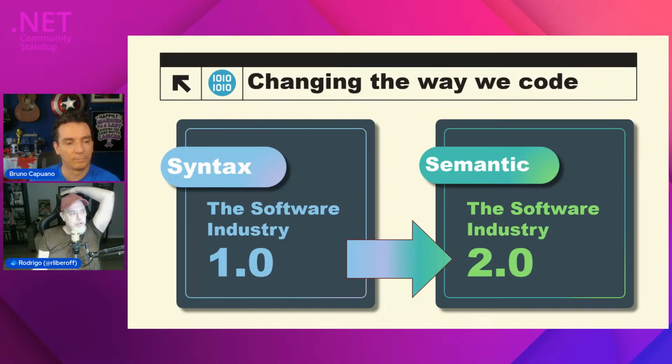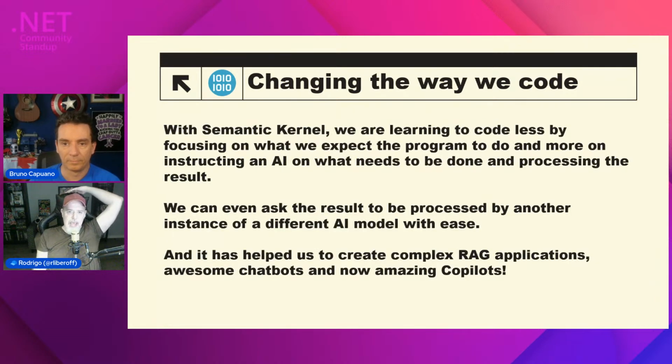We still program a lot, but we are seeing that we are writing more stories and more prompts rather than if-then-else and for loops. And with Semantic Kernel, we are learning to focus more on the semantic part of what we are doing and less on the structure and syntactic part of that.